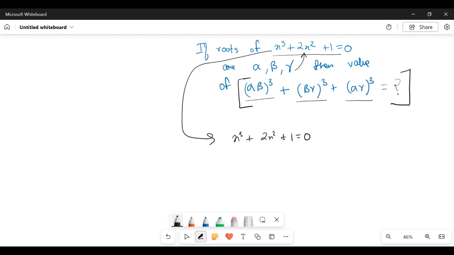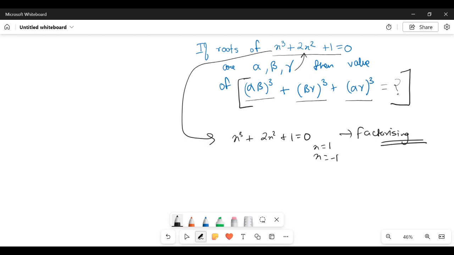So let's say if x is equal to 1, then that is 1 plus 2, that is 3, plus 1, 4. That is not a root. x is equal to minus 1: could it be possible? Minus 1 plus 2, and then plus 1. No, that is also not a root. So we see that factorizing is a bit difficult right now.